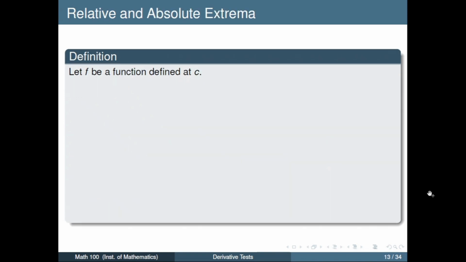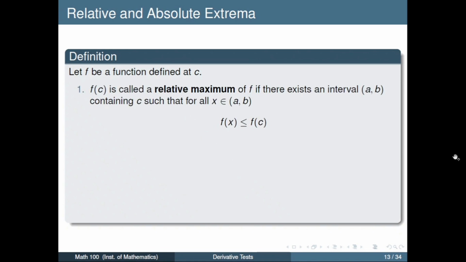And now, for the second part, let's start with defining the notion of the relative and absolute extrema. So let f be a function defined at c. First, f of c is called a relative maximum of f if there exists an interval containing c such that for all x in that interval, f of x is less than or equal to f of c. Okay? So ang sinasabi lang nito, ang f of c ay isang relative maximum if ito yung highest y coordinate for some interval of x that contains c, and that interval need not be the whole domain of f.